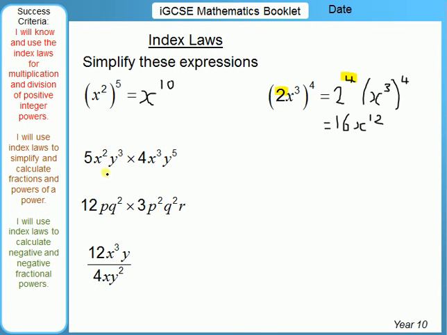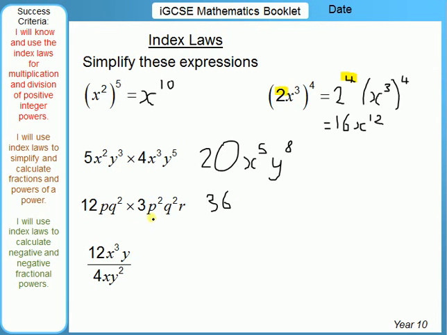Okay, so this is 5 times 4. That's equal to 20. Very big 0. X squared times x cubed. Well, that would be x to the power of 5. And then y cubed times y to the power of 5 is y to the power of 8. Likewise, 12 times 3 is 36.